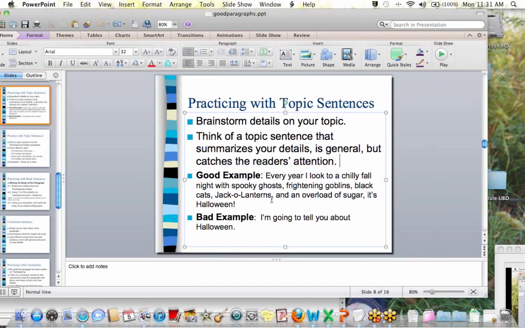And so let me give you two examples. My topic was Halloween. So here's a good example. Every year I look forward to a chilly fall night with spooky ghosts, frightening goblins, black cats, jack-o'-lanterns, and an overload of sugar. It's Halloween. Here's a bad example. I'm going to tell you about Halloween.